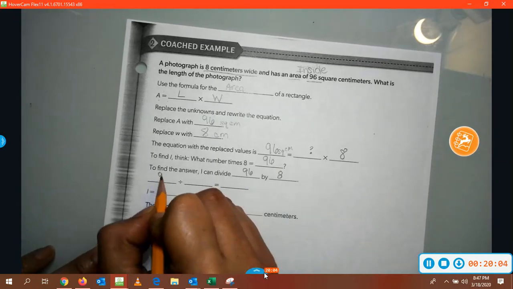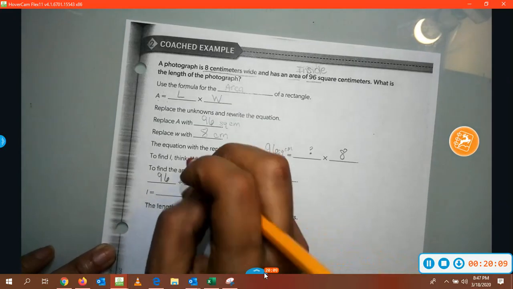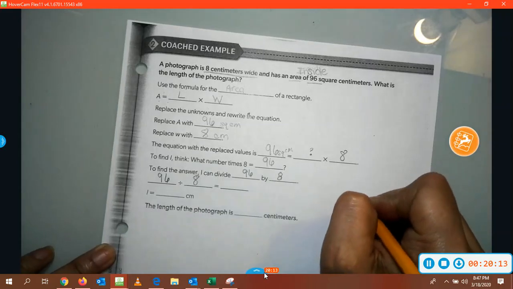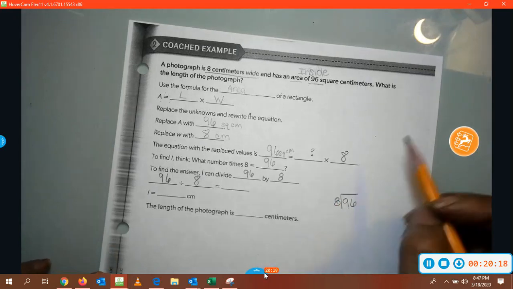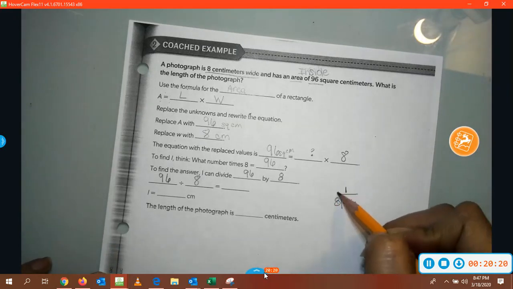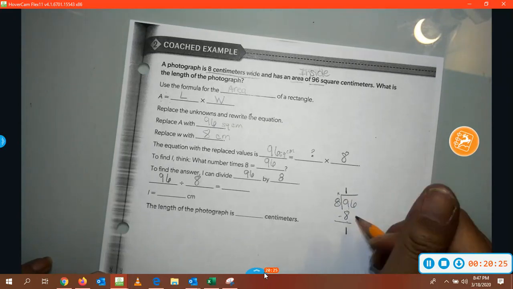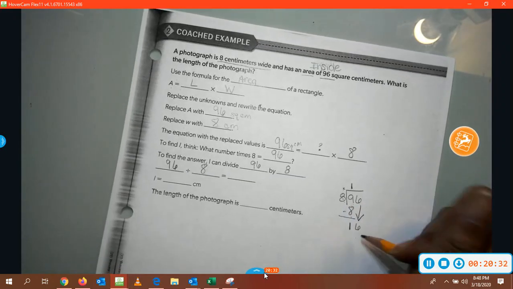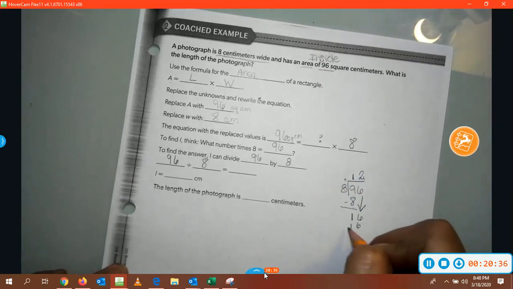So 96 divided by 8 equals, let's go, 96 divided by 8. 8, how many 8s are in 9? The number 9. Just 1. So 1 times 8 is 8. 9 minus 8 equals 1. And you're going to bring down your 6. How many 8s can we find in 16? 2. Good job. 2 times 8 equals 16.